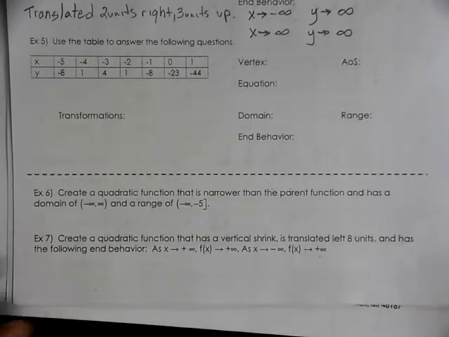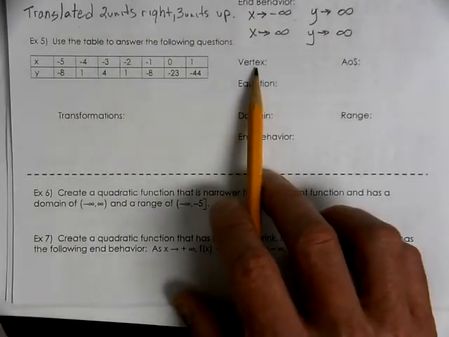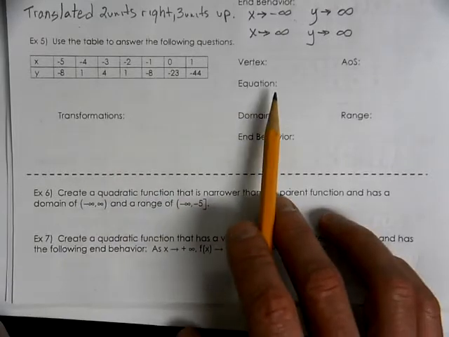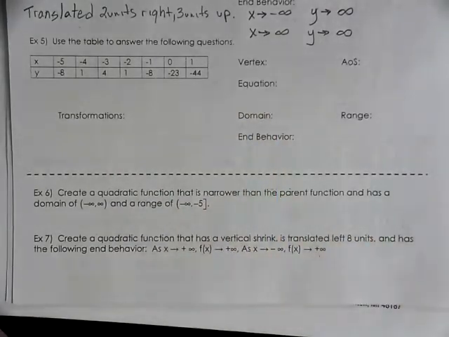So you should be able to put this one together. Go ahead and try to identify your vertex, figure out your second common difference. How does that help you determine your equation and build from there?